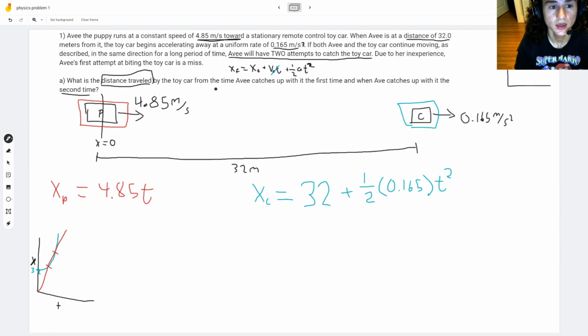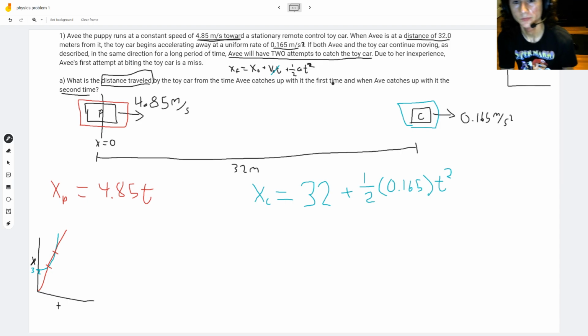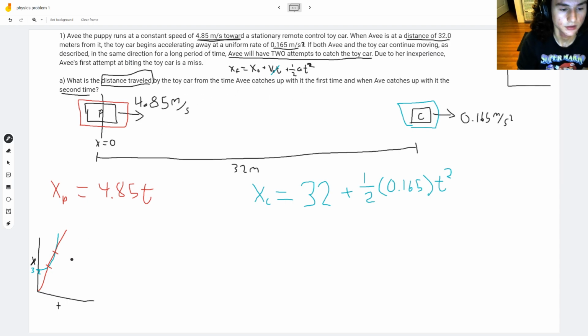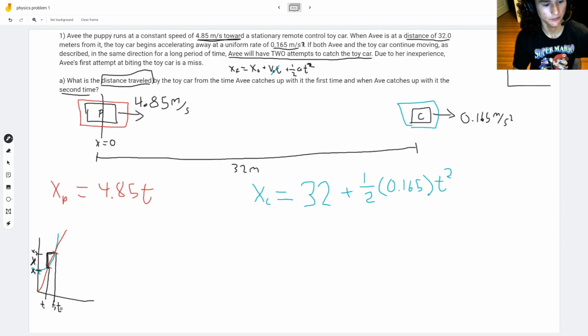So now it's saying, what is the distance traveled by the toy car when AV catches up the first time and the second time? So in between the two. So we have to look at the distance in between these two. Sorry, that's time. Distance in between these two, which would be this. So what we need to find, basically, x1 and x2, and we also have to find a t1 and a t2 to figure that out.